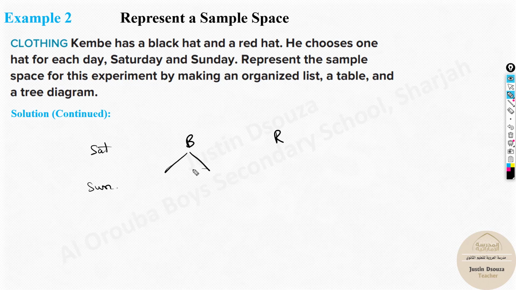Now what happens on Sunday? If he wears black, he has two choices over here. On Sunday, he can again wear black or red, and again black or red. Now imagine there was one more day, say Monday. Then again, it would have been black, red, and all those possibilities. So this is a tree diagram.